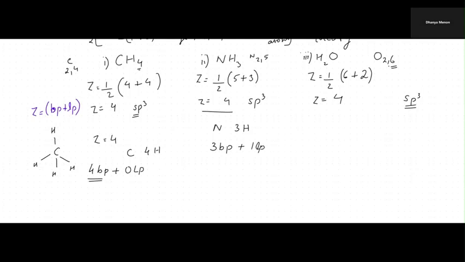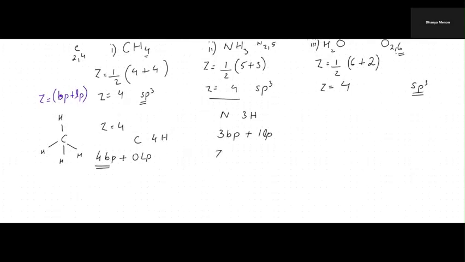Yes, you can understand this way also. Z is equal to bond pair plus lone pair. Okay. Z is equal to 4. How many bond pairs are there? 3 of them. So how many lone pairs are there? Lone pair is equal to 4 minus 3 is equal to 1. This way also you can do it, formula method, or you can understand this way.